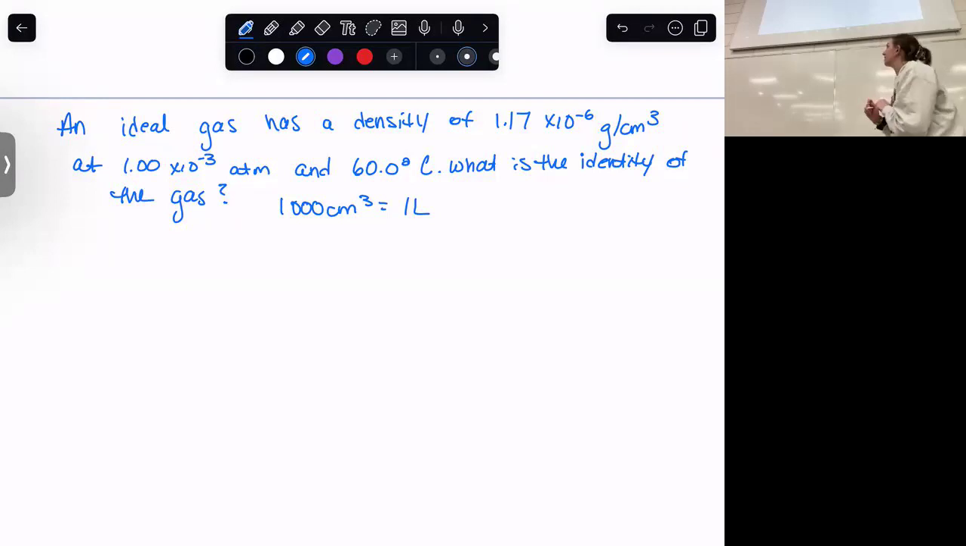Okay, so for this one, we have an ideal gas that has a density of 1.17 times 10⁻⁶ grams per centimeter cubed at 1 times 10⁻³ atm and 60 degrees Celsius. What is the identity of the gas? This is another one we want to try on our own a little bit. Get started. Look back at the density one we just solved.